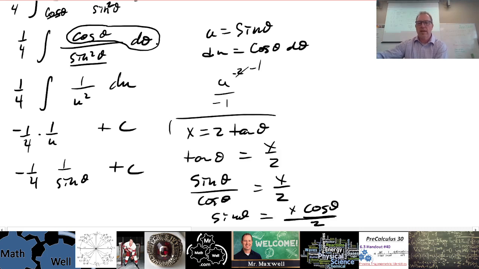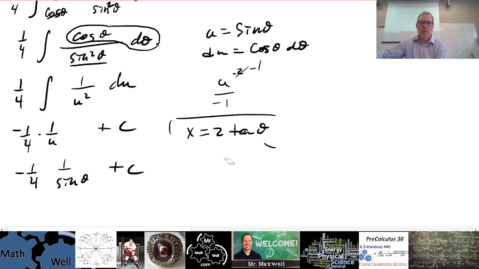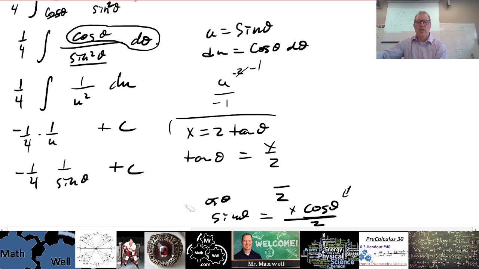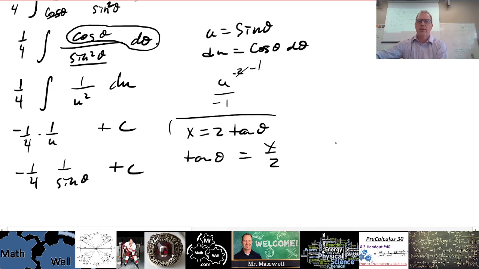So the problem with this is that we got x and theta all mixed up here, right? So this is still going to be partially in terms of theta. No good. So we can't do that. Good try, but we can't do that. So instead, that last part I didn't need to erase. Instead, we could go tan theta is x over 2, and that's where you go back to your triangle there.